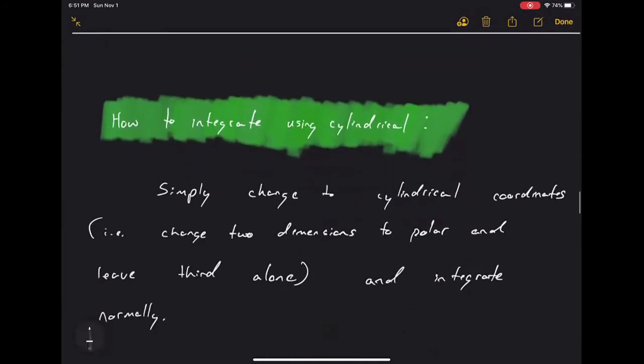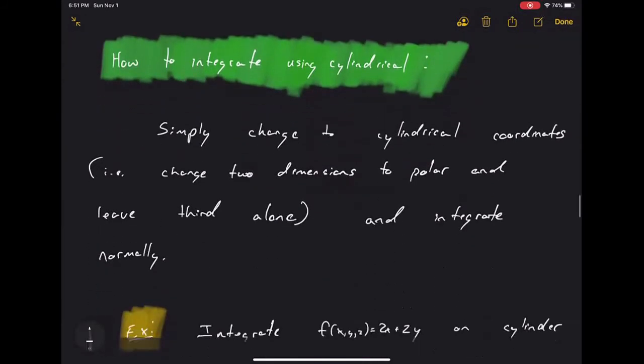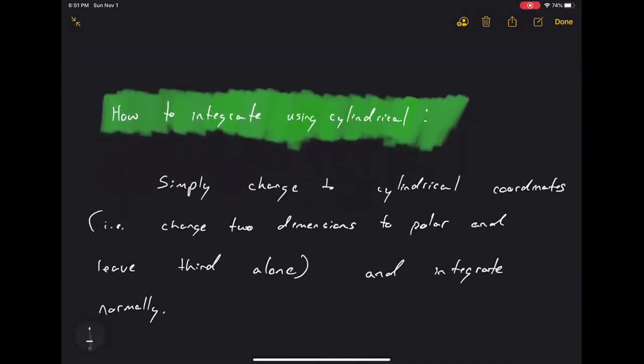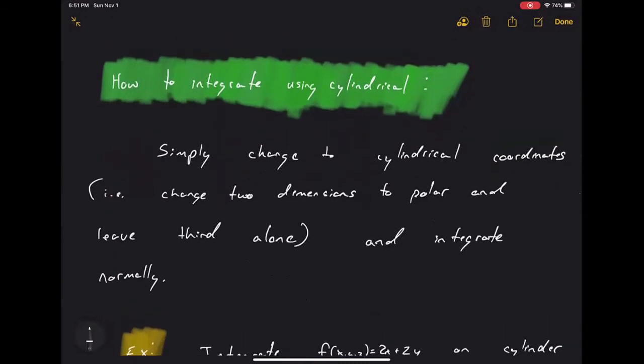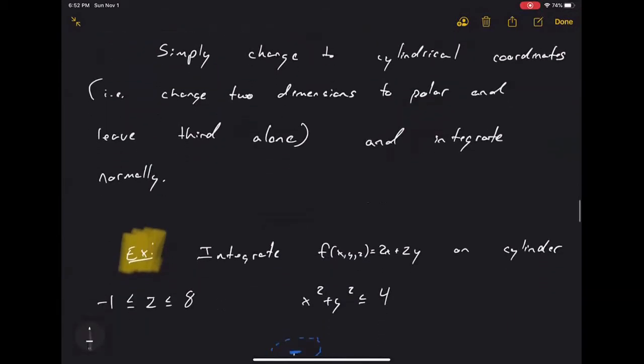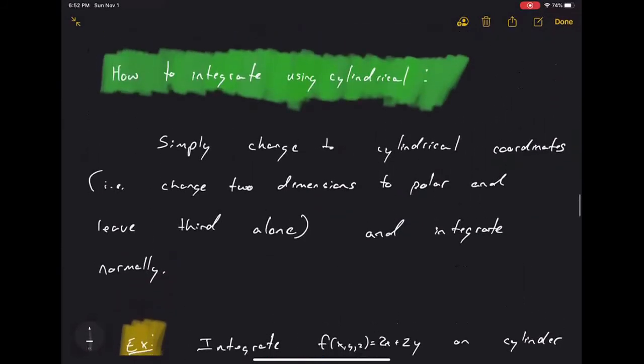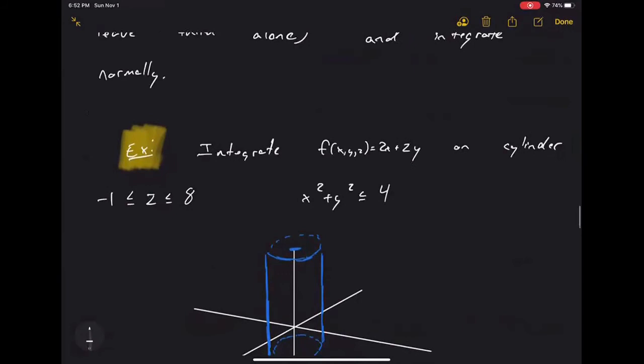So we're seeing how to think about these coordinates. But now why are we using these? We're developing these coordinates to use them to integrate. So how do we use them? We're going to take an integral, or a function, that might be in Cartesian coordinates, and convert it to cylindrical coordinates, meaning we take 2 dimensions, convert them to polar, and then leave the 3rd dimension alone. Okay, so let's see an example.